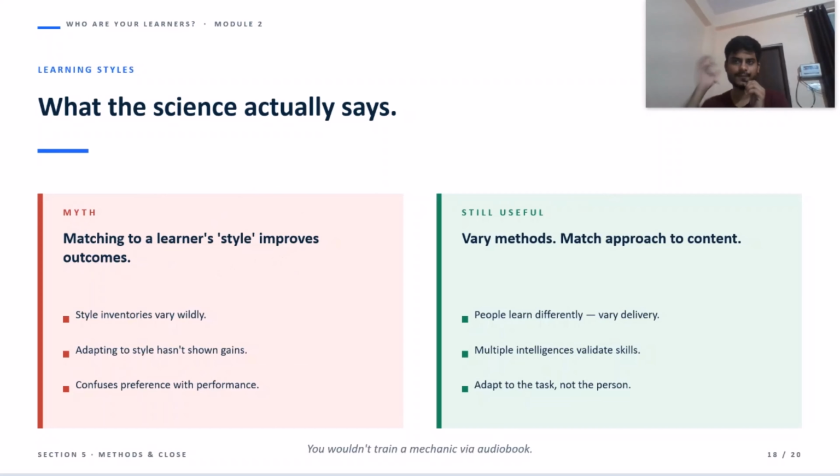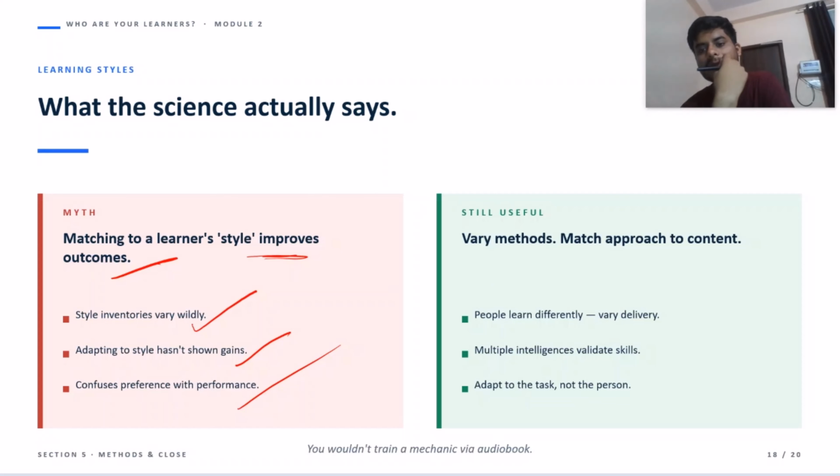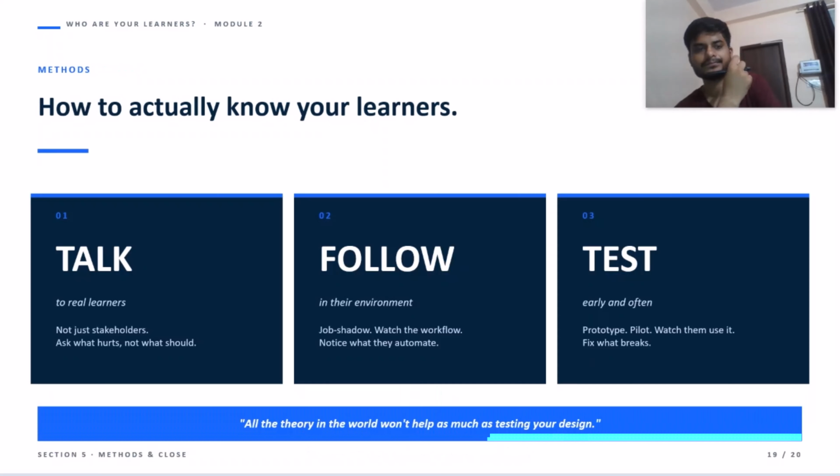Now, whatever we have learned in this module so far: matching, what is the myth? Matching to learners' style improves outcomes. Style intervention, adapting to style hasn't shown gains; it confuses preference with performance. Now, people learn differently, that is why we are making the content. Multiple intelligences validate the skills. Adapt to the task, not the person. Think about what the topic is, what the learner is, match them, and design the activity.